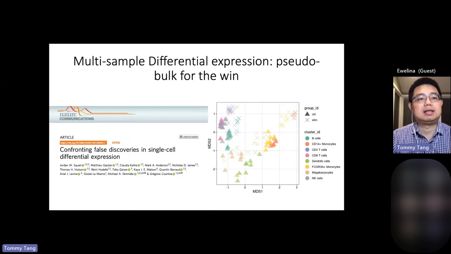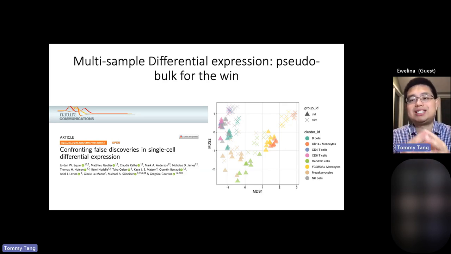The next common thing you do is multi-sample differential expression analysis. If you have multiple groups, you want to compare the differences between different conditions or groups for each cell type. In this paper, mixed linear models directly modeled the counts within the same patient and across groups and performed really well, but are very computationally intensive. Pseudobulk, on the other hand, gives comparable results and runs much faster. What pseudobulk does is, for each cluster, you aggregate or sum up the counts for each sample, and you get a pseudobulk for each cluster for each sample.